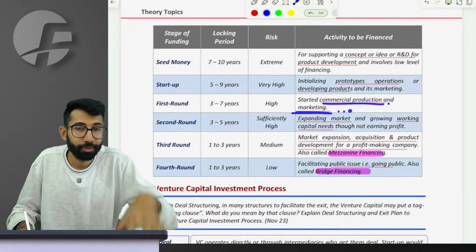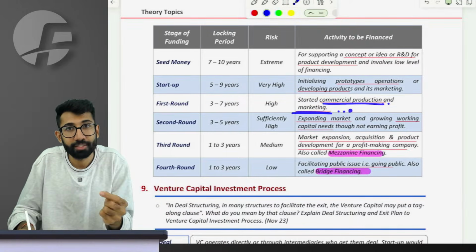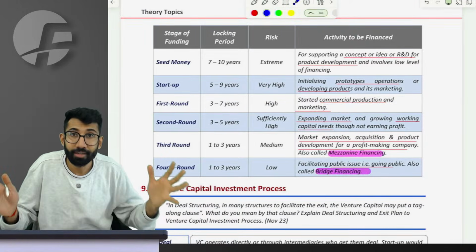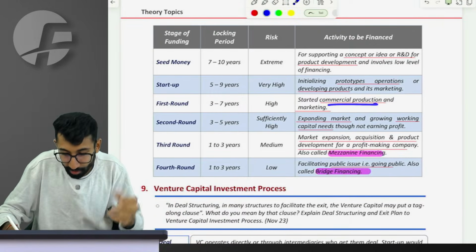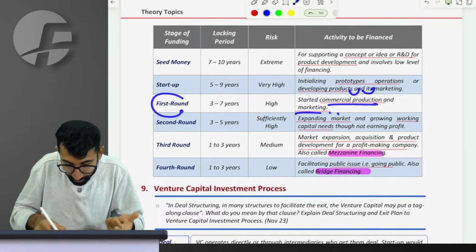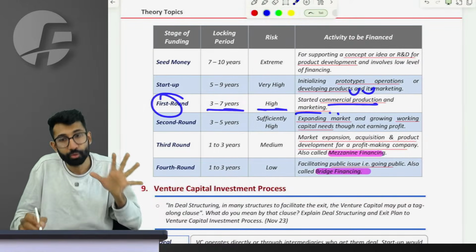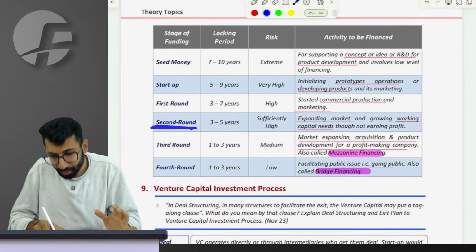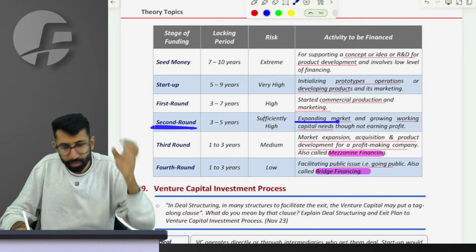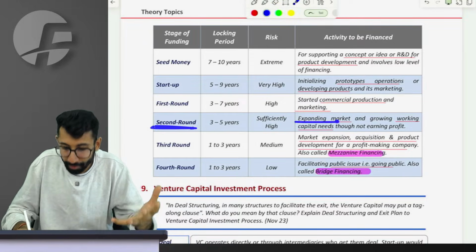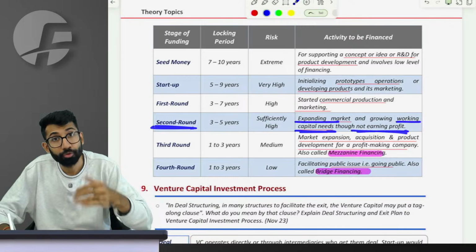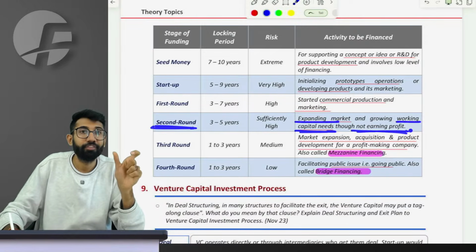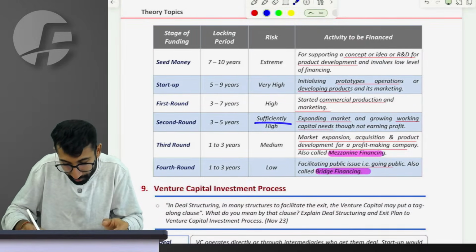So ultimately, if the prototype is successful and the product is developed, then I need to do it at a larger scale, for example, manufacturing 1,000 calculators in a lot. That commercial production and its marketing is the first round, where the risk is high, with 3 to 7 years of investment. Second round, again, the product was initially started. To expand it, working capital is needed, because the company may not have grown or earned a sufficient amount, so the risk is still high.